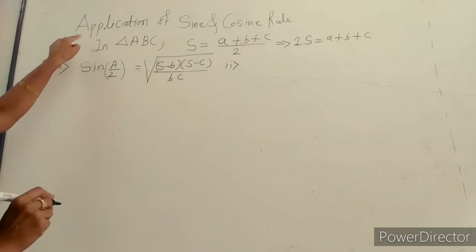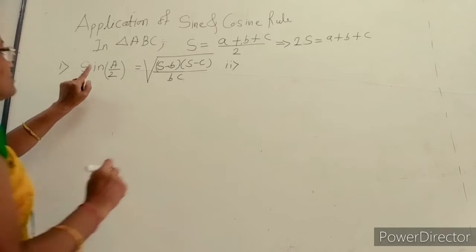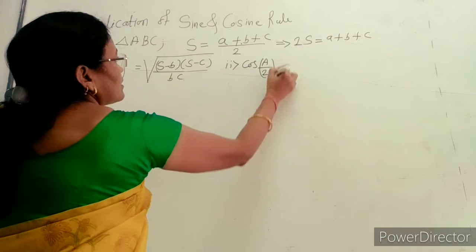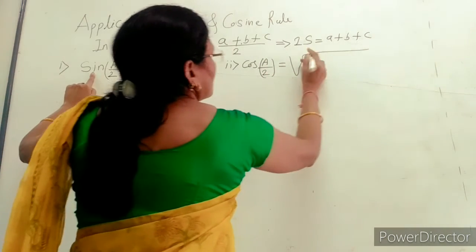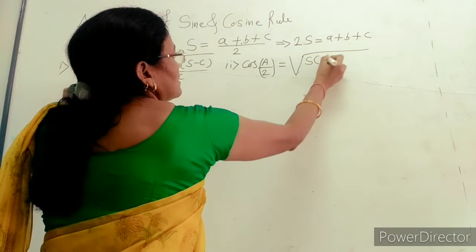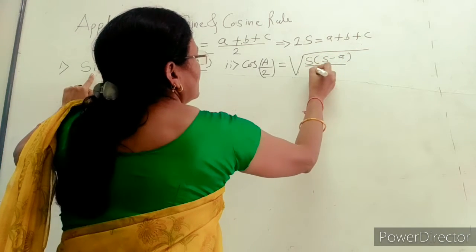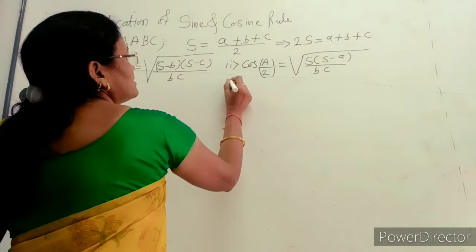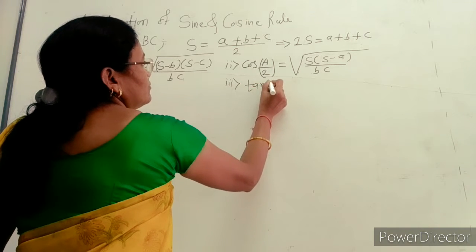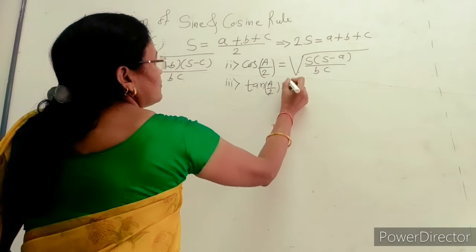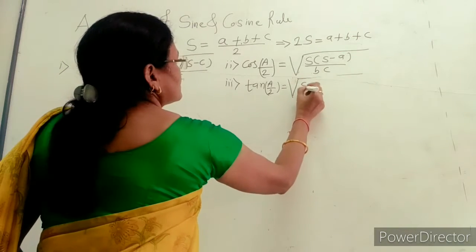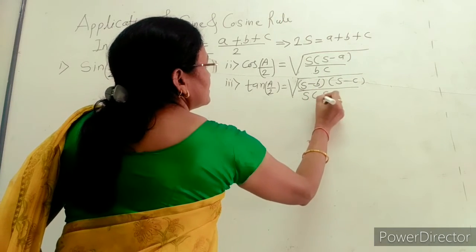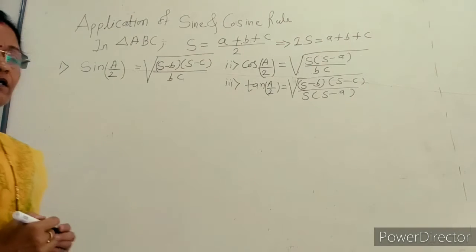Now we take the second result for the application of the sine and cosine rule, the half angle application. First is sine. Second, for the same angle we find cosine A by 2, and that gives the result as the square root of s(s minus a) upon bc. The division of both gives the third result, that is tan of A by 2 is equal to the square root of (s minus b)(s minus c) upon s(s minus a).